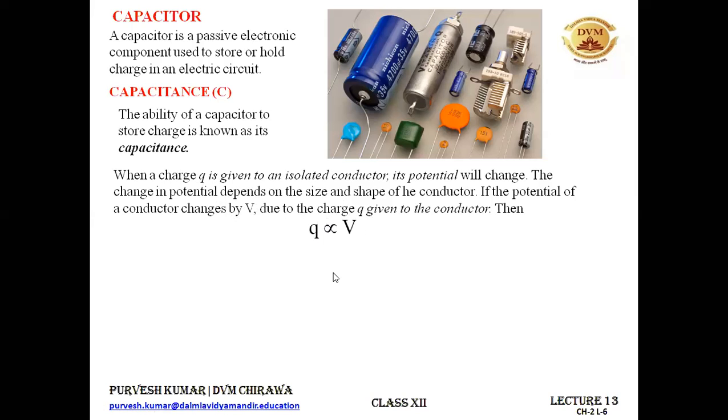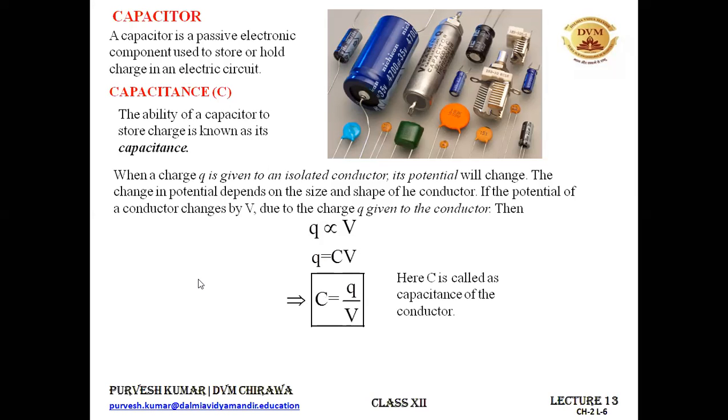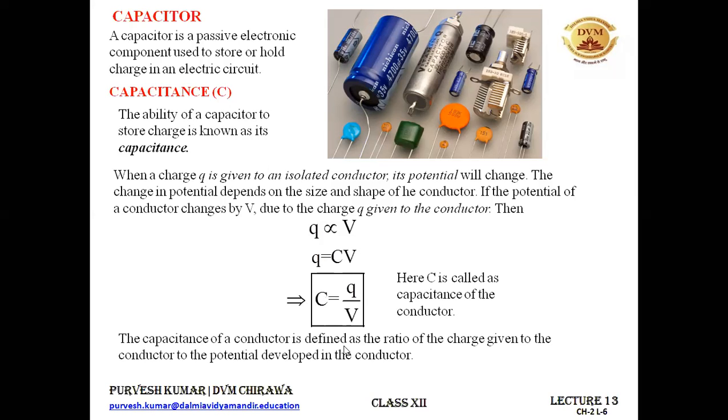When we remove the proportionality sign, there is a constant, and that constant is known as capacitance, denoted by capital C. From this, you can write C equals Q by V. This is the formula for capacitance. You can define it like this: the capacitance of a conductor is the ratio of the charge given to the conductor to the potential developed in the conductor. If you give Q amount of charge and that causes a potential of V, then the ratio of Q to V gives a quantity known as the capacitance of that conductor.